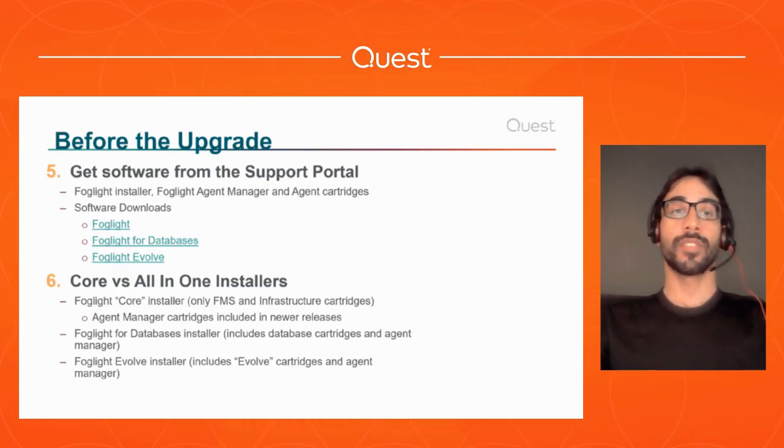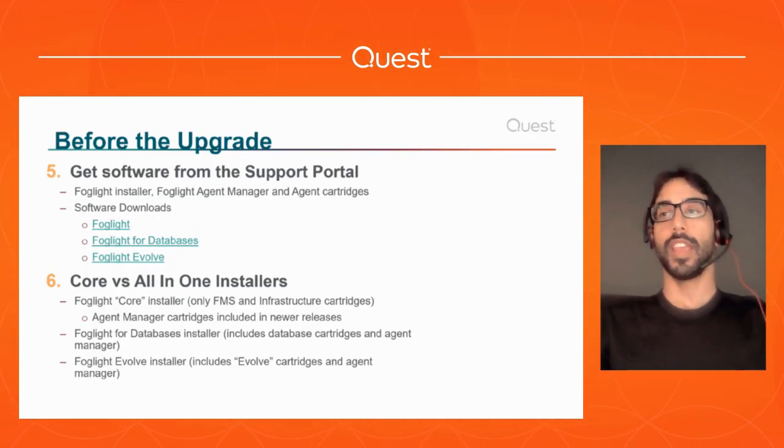The Foglight Evolve installer includes all the cartridges from the Evolve product line, and this would be the one to use when upgrading a Foglight Evolve environment, as the cartridges are not available individually. Something to note here is that in some cases, like when a hotfix version of the installer is prepared to address specific issues for core components, an all-in-one installer for the most recent release may not be available.